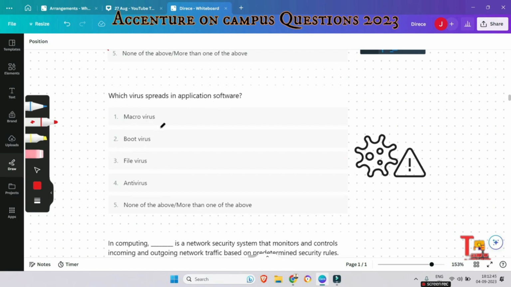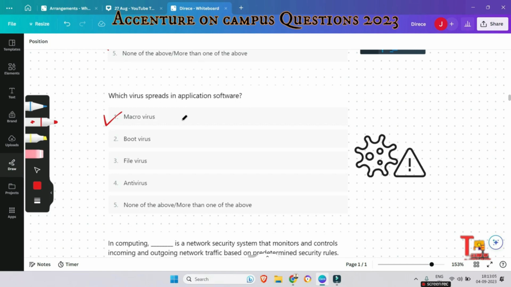I hope you have an answer in your mind, but whatever you are thinking might not be right, right? Okay, let me answer that. The macro virus will be the answer in this case, right? A macro virus is a computer virus written in the same macro language used to create software programs such as Microsoft Excel or Word, right?